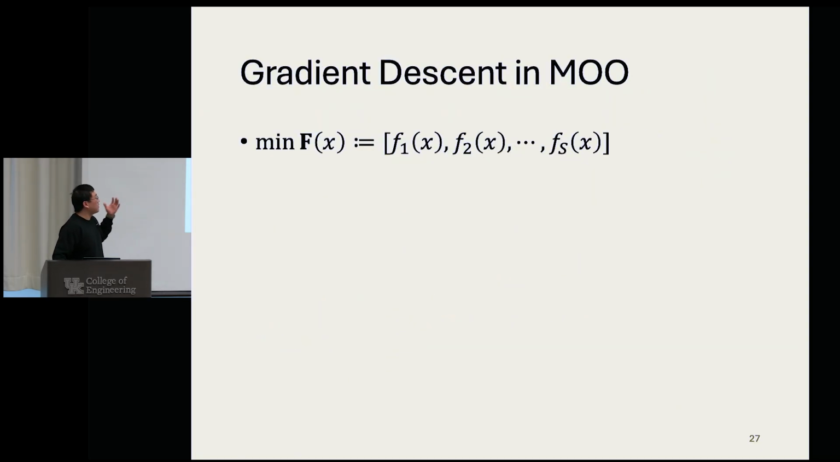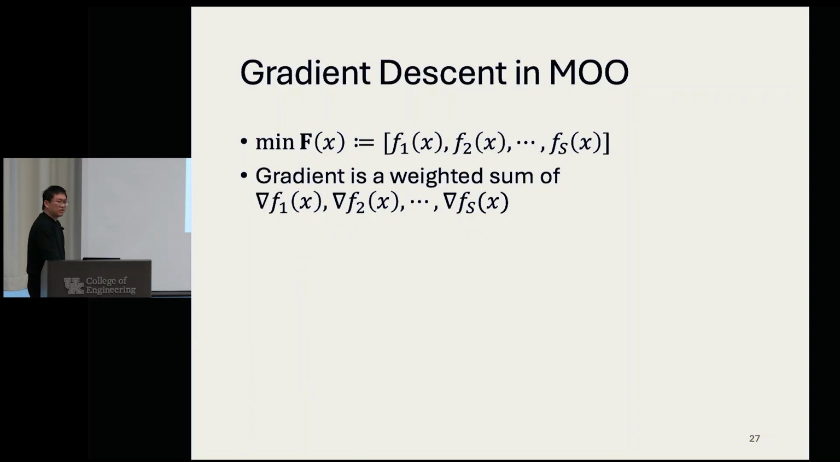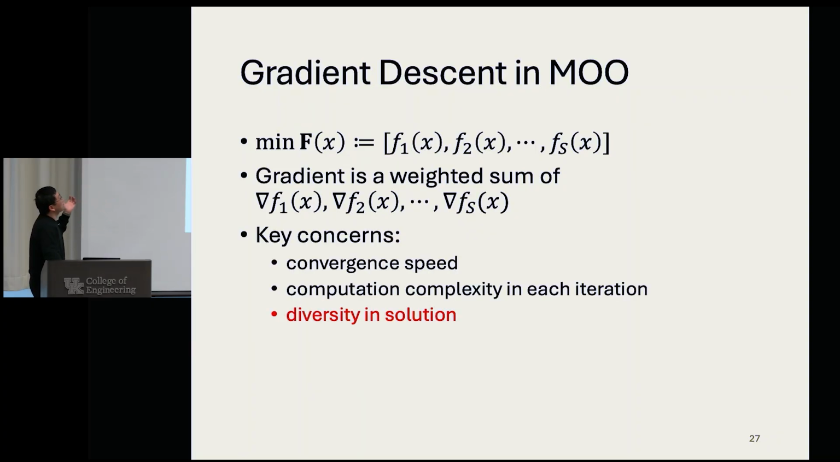Gradient descent in multi-objective optimization means that we have multiple loss functions, and we calculate the gradient of each loss function, right? Eventually the gradient should be some kind of weighted sum of those individual gradient directions. There are some concerns here. We want to converge fast to a Pareto optimal point, and we also want the computation complexity not too high, because when we use gradient descent, we want the algorithm to run fast.